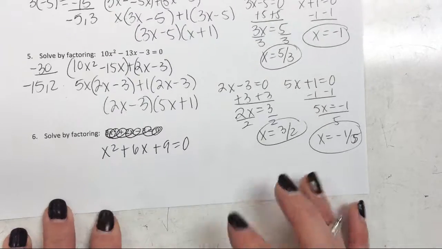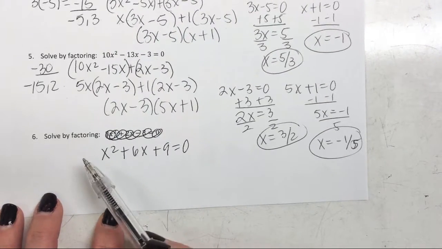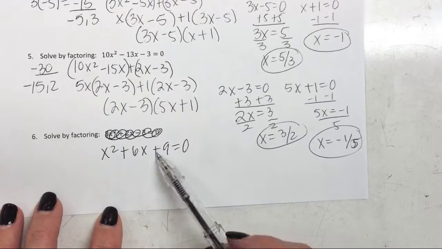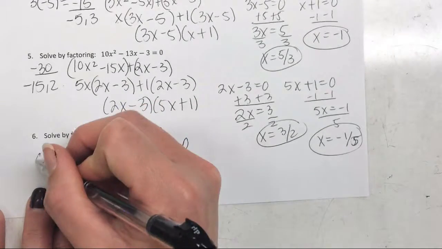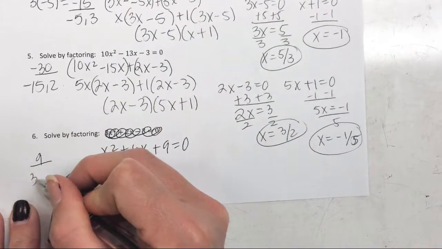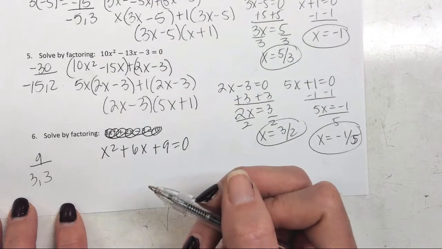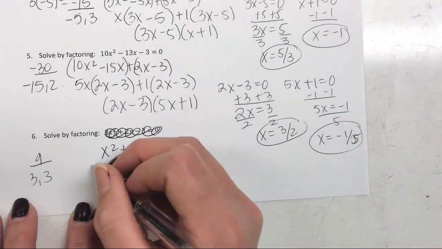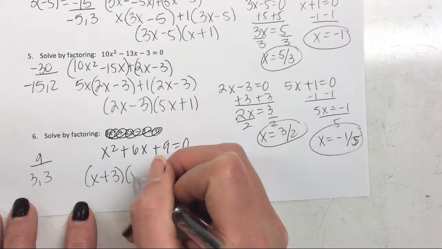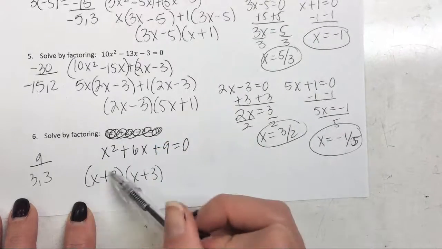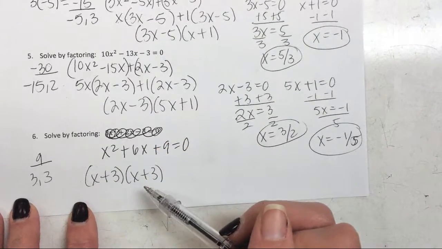Alright, next one, look. A is 1, yay! So easy to factor. Gotta find factors of 9 that'll add together to get 6. That's going to be +3 and 3. So I can do x plus 3 and x plus 3. Because again, our a is 1. That's the reason I could do that.